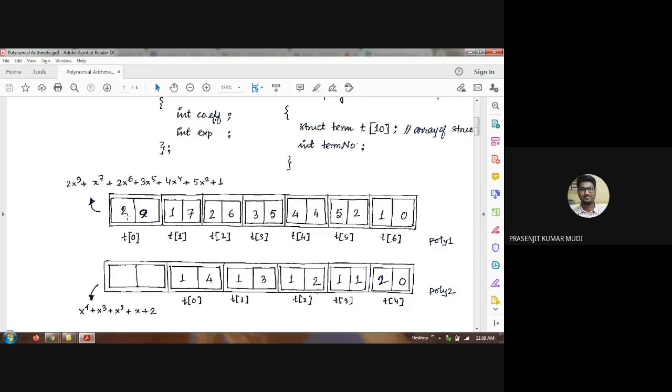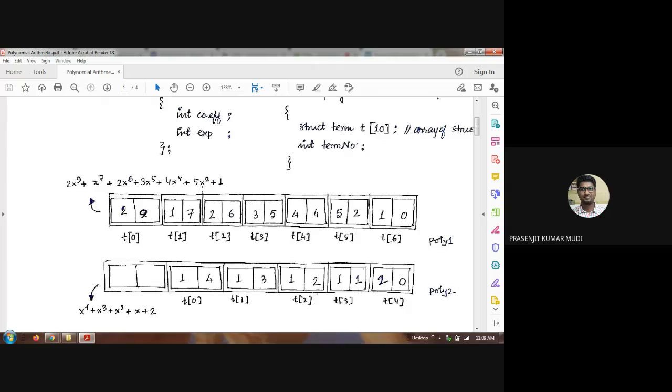So this is the zeroth structure of this entire 1D array of 7 sides. This is the first structure, second structure, third structure, fourth structure, fifth structure, sixth structure. And what is a single structure? A single structure is nothing but a term. And why are we complicating this?